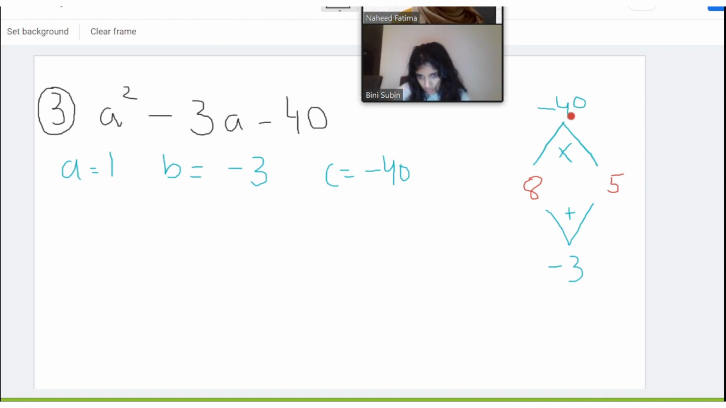You know, when you multiply minus with minus, you get a plus answer. So both of them cannot be minus. You can write only one of them as minus. And as your answer after addition is minus, your bigger number has to be minus.